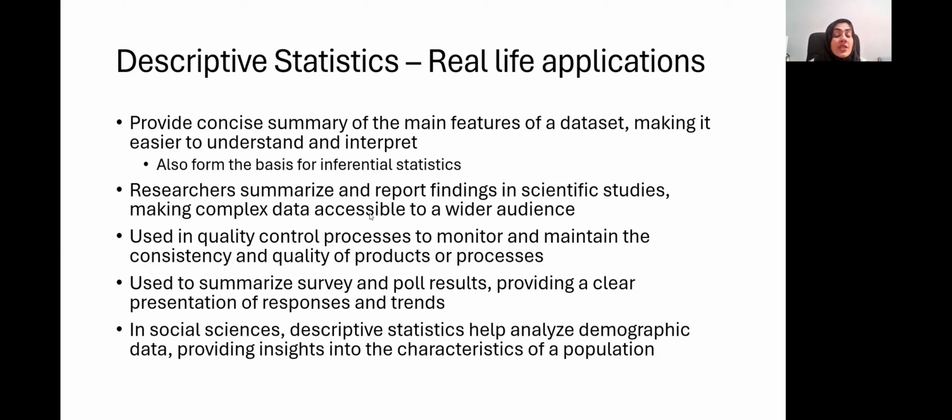Researchers use summary statistics to report their findings in scientific studies. And by doing so, they make complex data accessible to a larger audience. Summary statistics are used in quality control processes to monitor and maintain the consistency and quality of products or processes. They're also used to summarize survey and poll results, providing a clear presentation of the responses and trends. In social sciences, descriptive statistics are used a lot to help analyze demographic data, providing insight into the characteristics of a population, and many other applications.